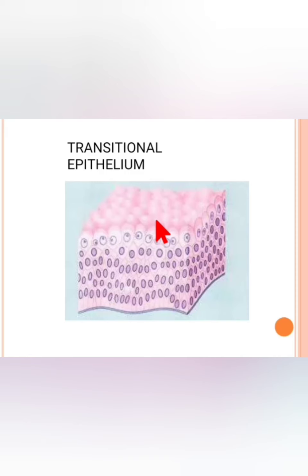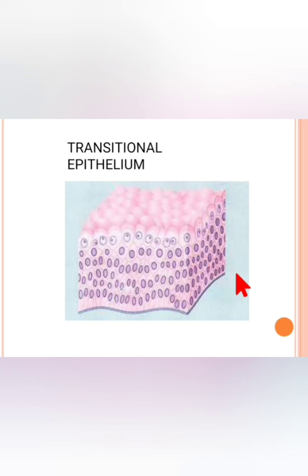And this is transitional epithelium. This transitional epithelium lines the major part of the urinary passage, and that's why it is also called urothelium. The appearance of the transitional epithelium depends on the stretching. In a fully distended bladder, transitional epithelium looks only 2 to 3 cell layers thick, and in an empty bladder it looks 5 to 6 layers thick.